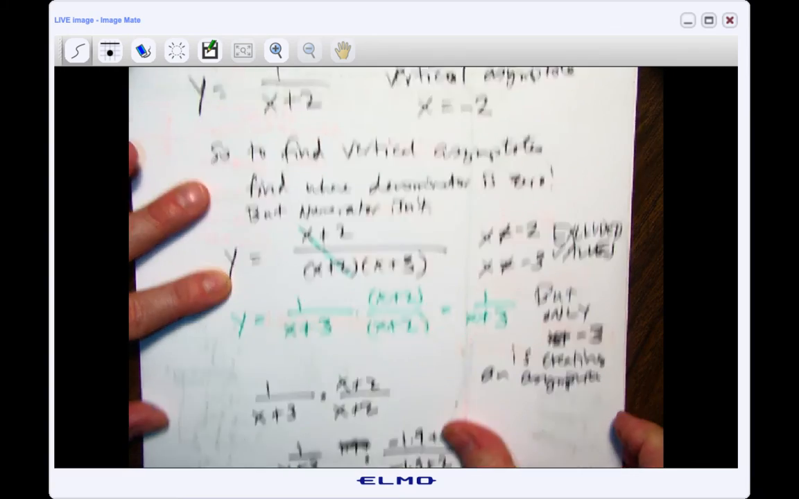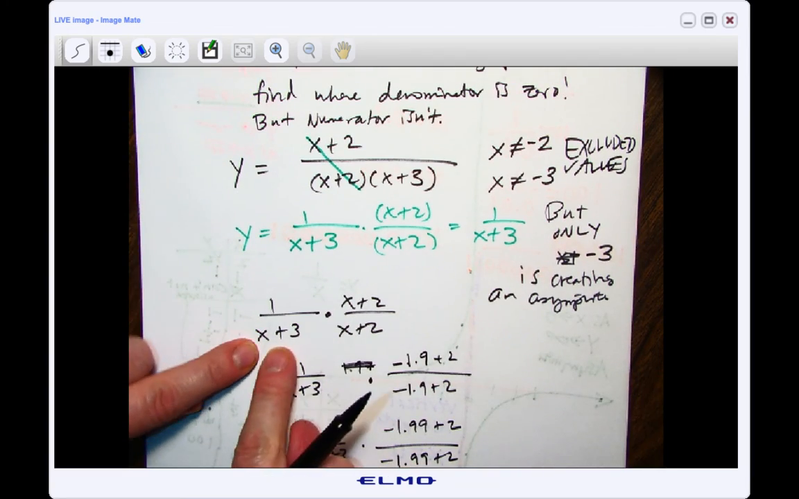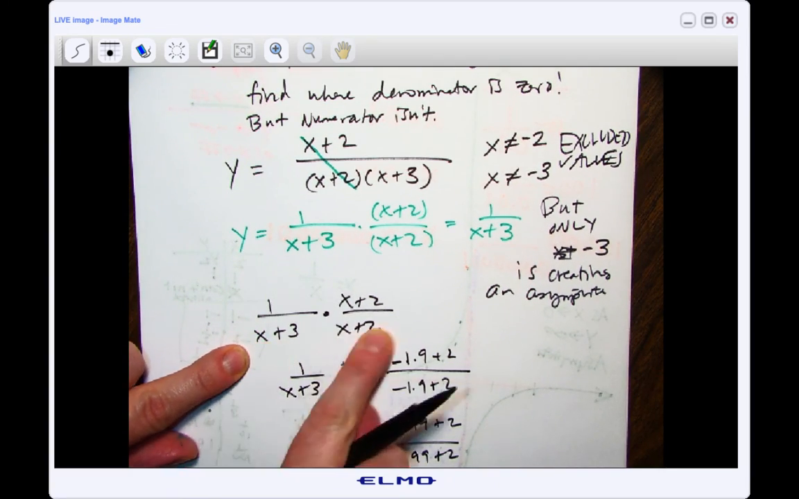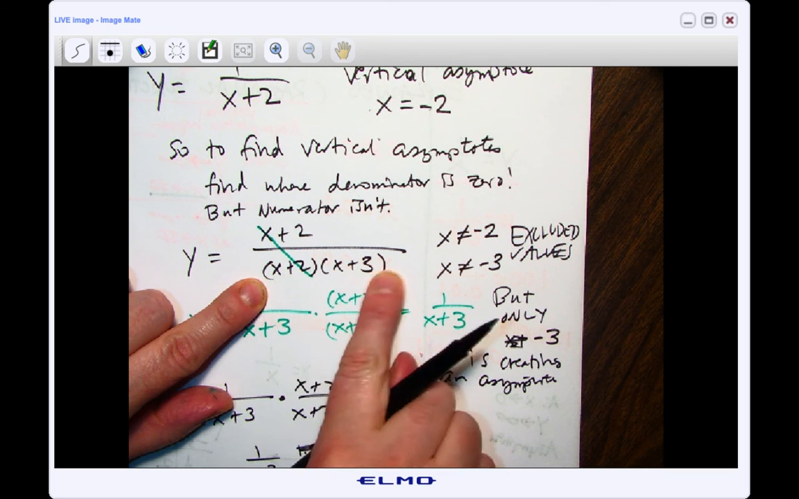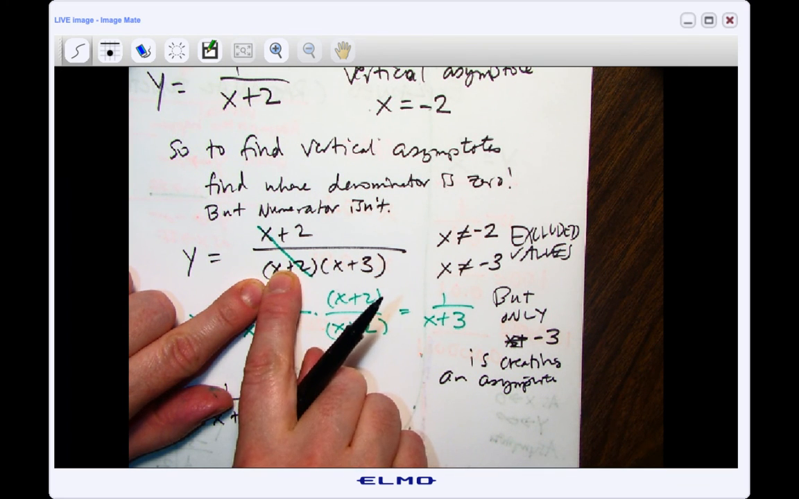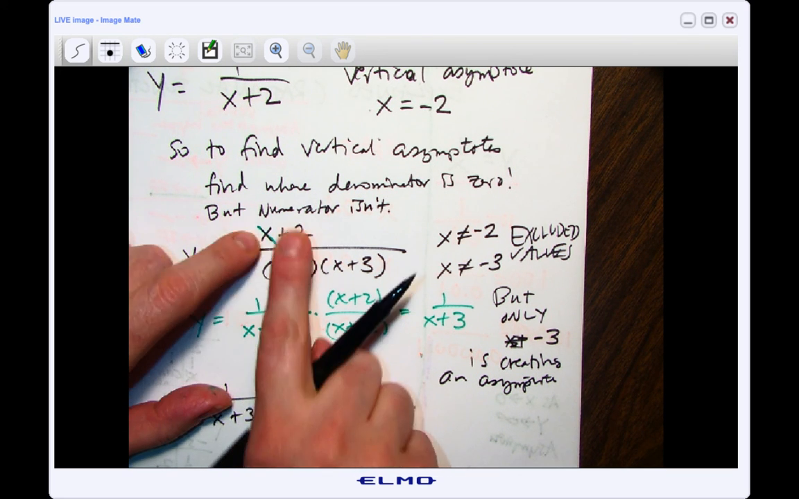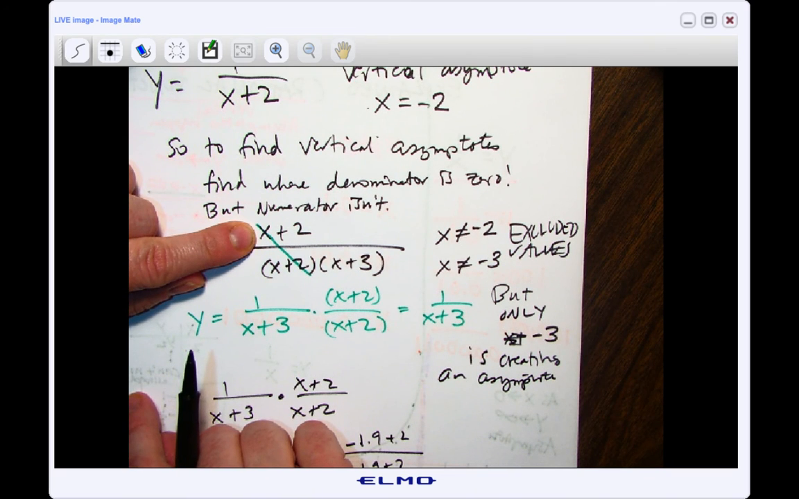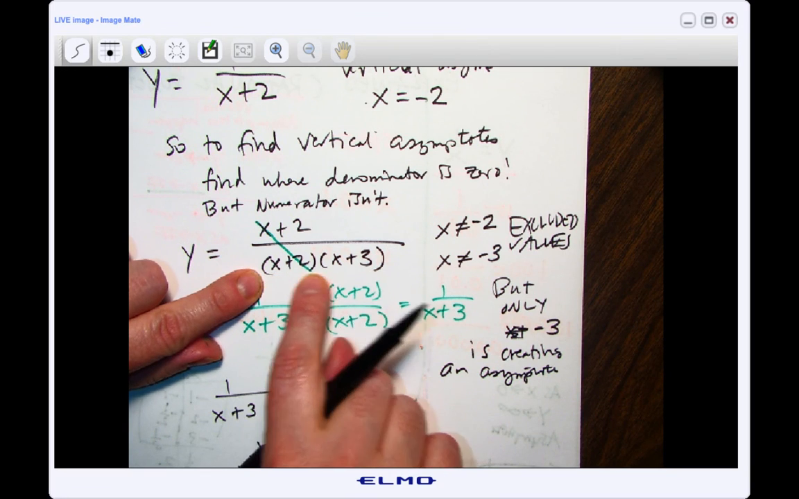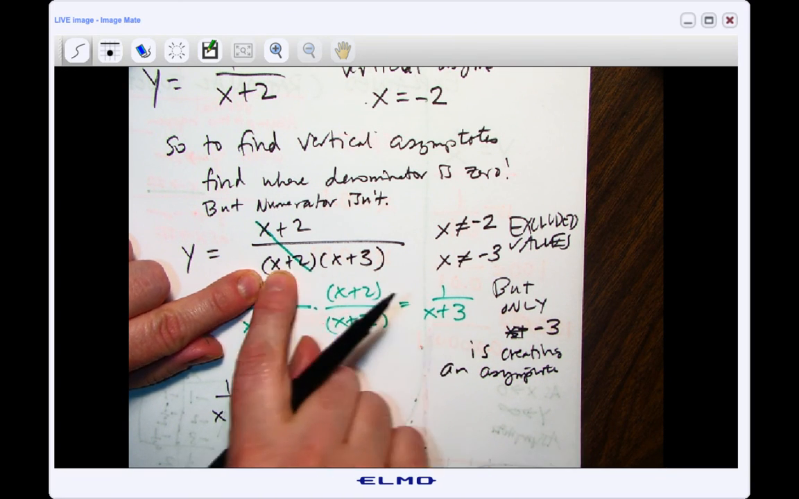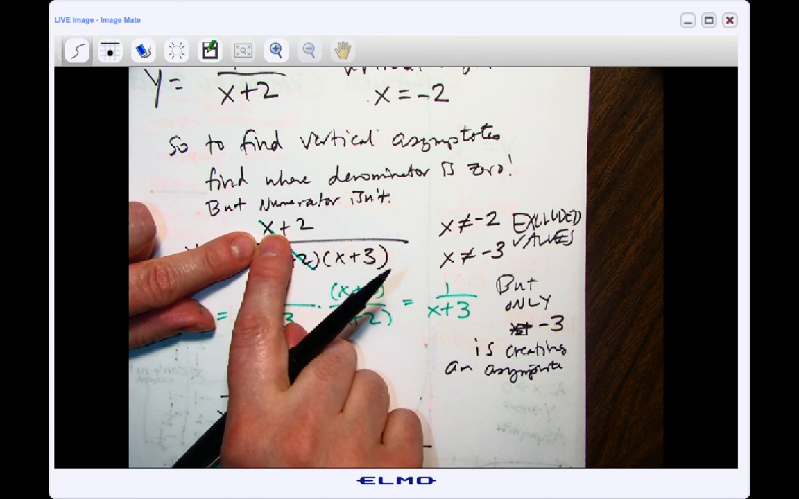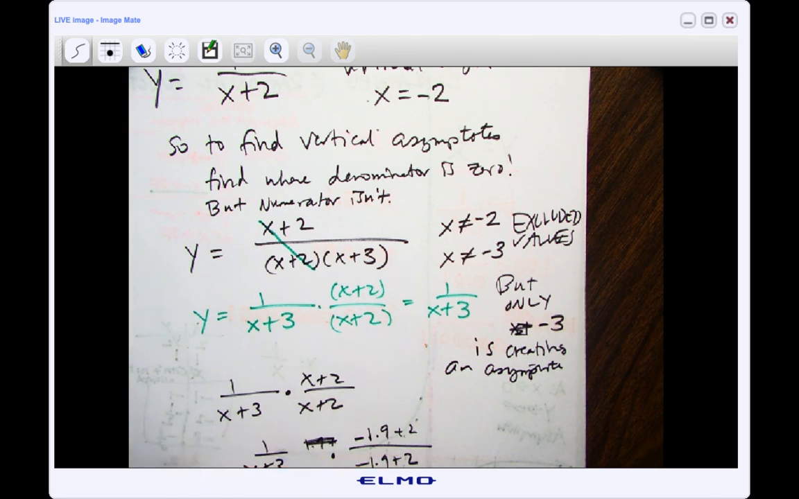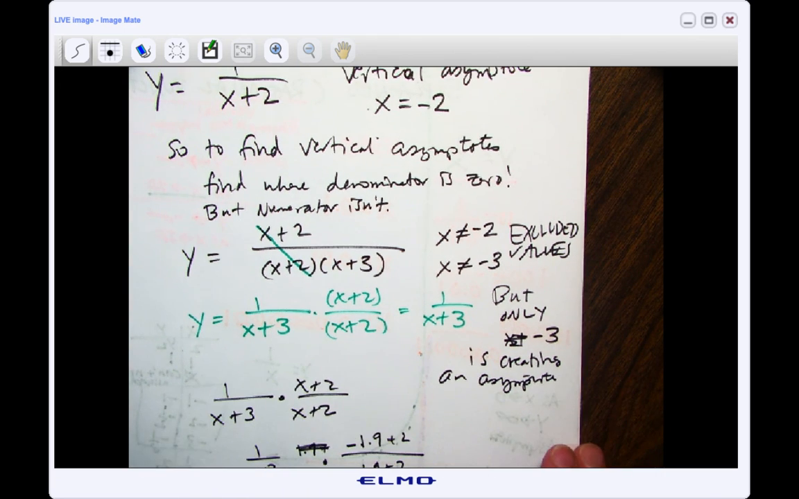So what do I mean by that? Well, take a look at this one. -3 would make this denominator 0, right? -3 would make this denominator 0, but it would not make the top 0. If I put a -3 in here, we would not get a 0. So it's creating a vertical asymptote. If I put a -2 in here, it makes the denominator 0, but it also makes the numerator 0. So not a vertical asymptote.